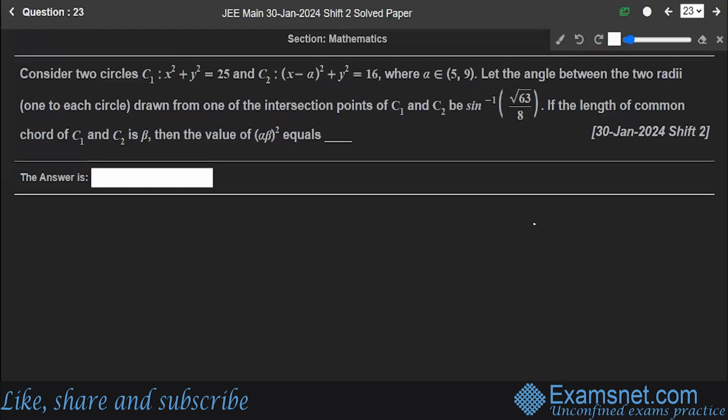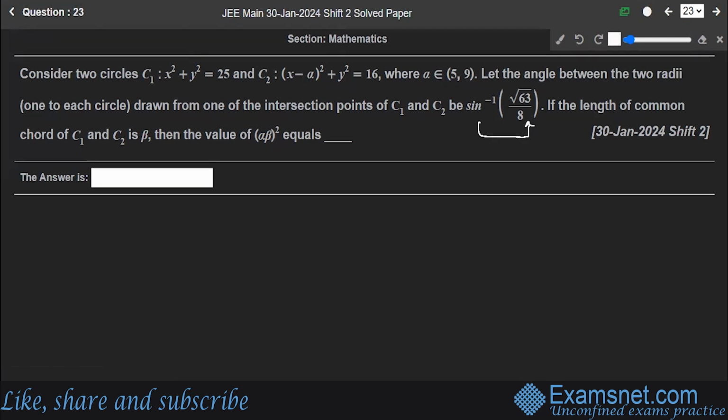Question number 23. Consider two circles C1 and C2 given by these equations where alpha lies between 5 and 9. Let the angle between the two radii, one to each circle drawn from the point of intersection of C1 and C2, be sine inverse of this angle. If the length of the common chord of C1 and C2 is beta, then what is the value of alpha beta whole square? You are given that sine theta.